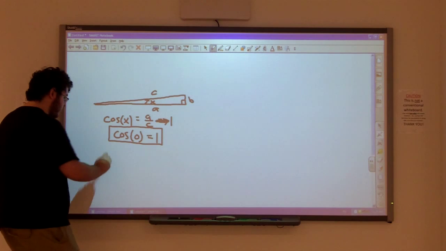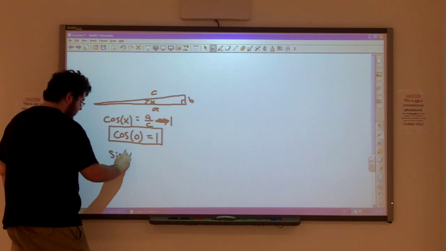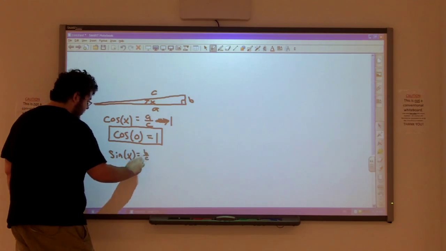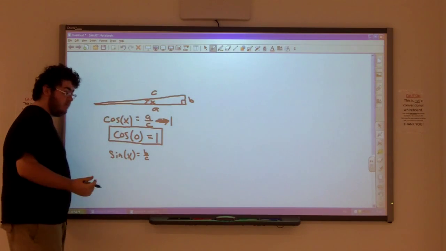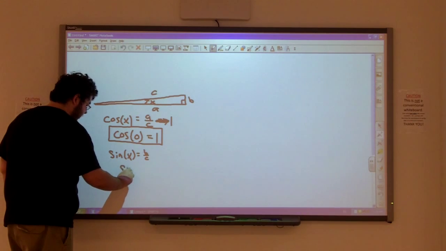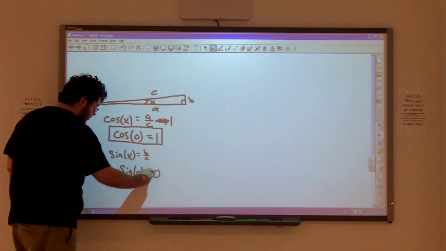Remember, sine of x is B over C, but as x goes to 0, B is getting smaller and smaller, and so B will be 0. So we say sine of 0 is 0.